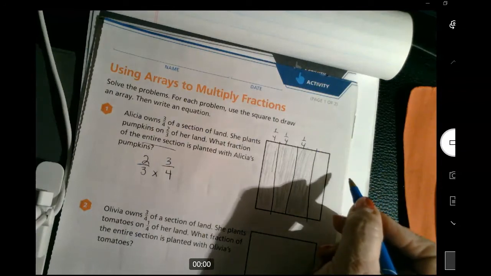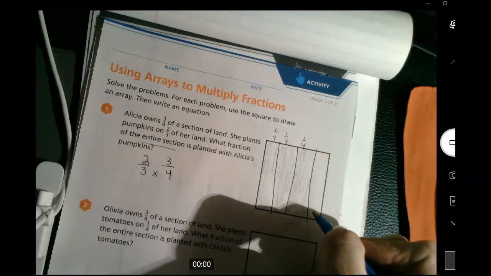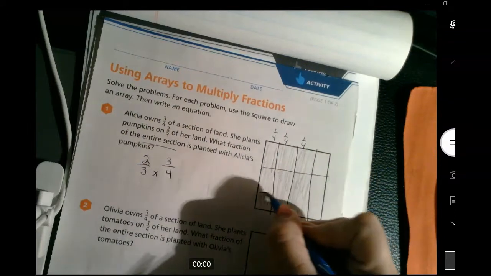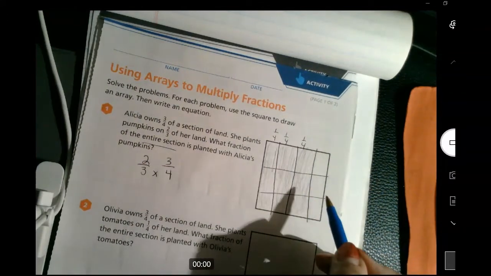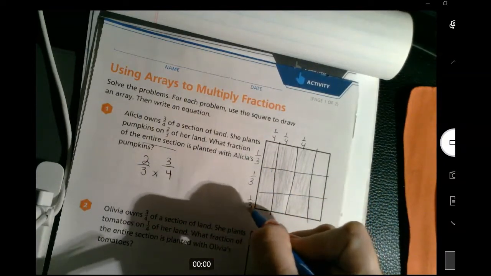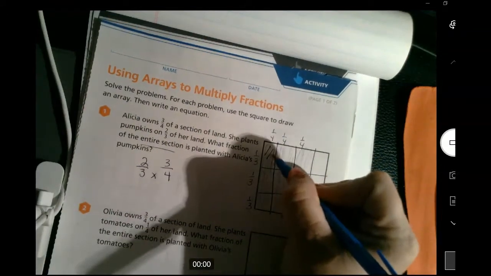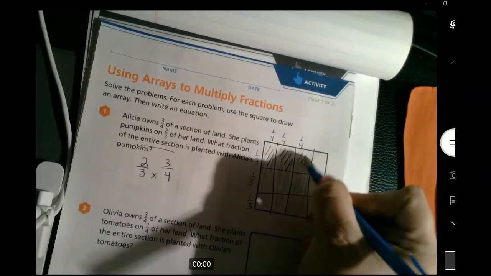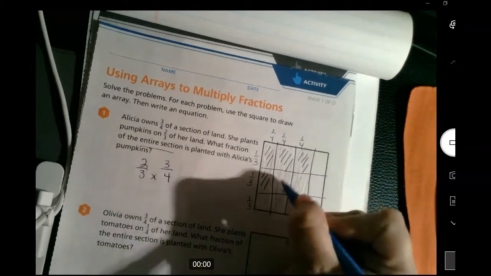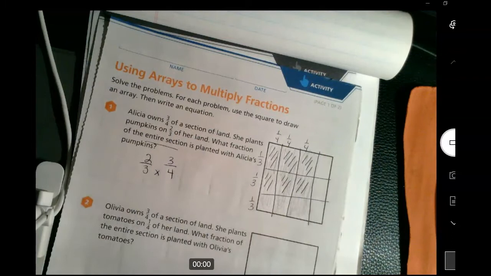Now we're talking about what she plants. So this was vertical partitions. The 2/3 we're going to do horizontally. So we're going to divide her rows that she plants into thirds. So each one of these would be 1/3. And she only planted pumpkins on 2 of those thirds, which would mean this section. Going in this direction, that's 1/3. Going in this direction, that's 1/3, and that's her 2/3.